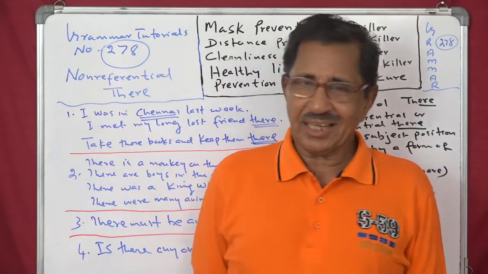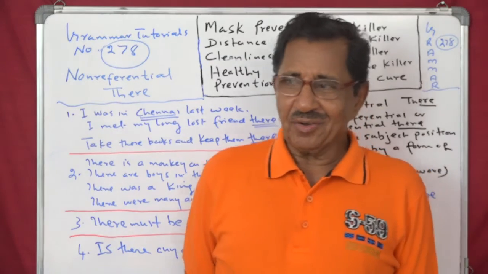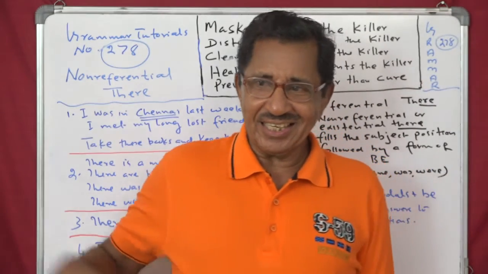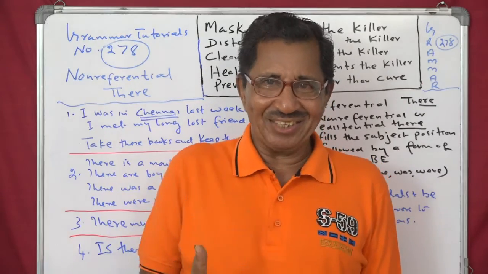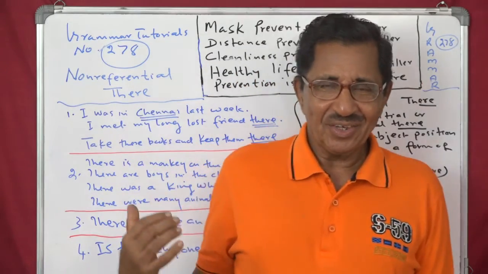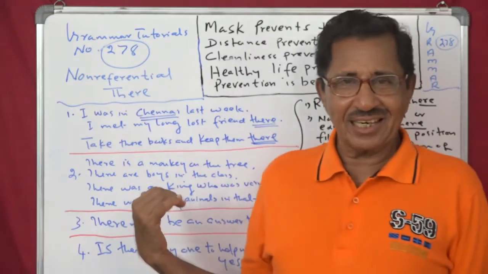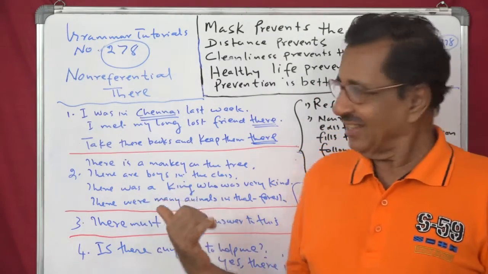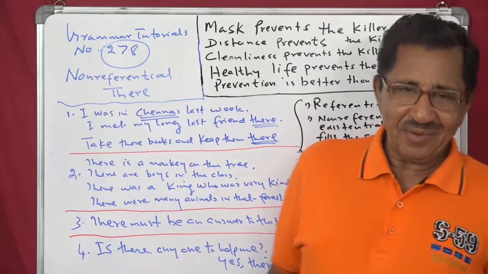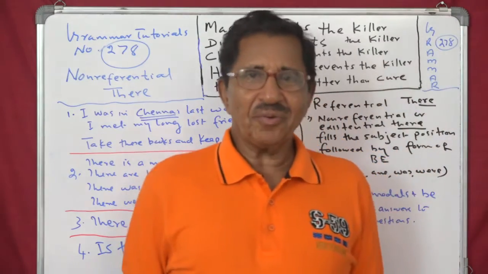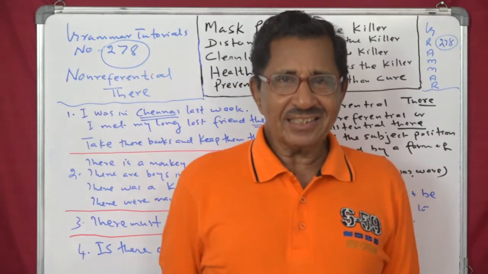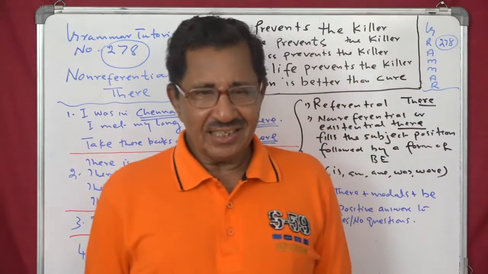See, examples are there on the board. If I go to the right side, you won't be able to see me. That is why I am standing here. Of course, you can see the board here, I think it is clear. Can you see? Yes? Here it is. And now, next use of there is non-referential there is.